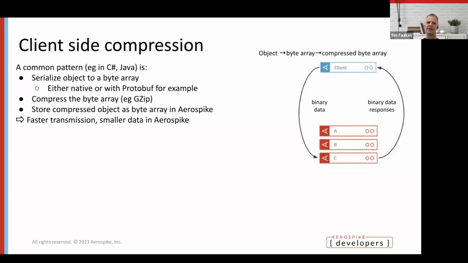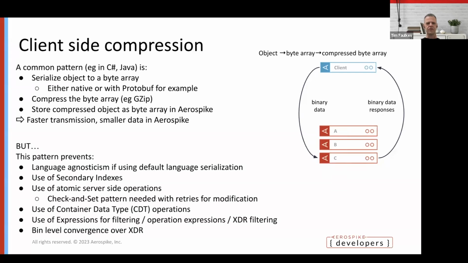Now, they've solved their goal. They've compressed the data. They've got a smaller network packet from the client to the server, and they've got a smaller amount of data being stored on the server. So really, from that perspective, it's very successful. There are some big drawbacks of this, and the more features we release on the server, the more that we have these sort of issues. So let's look at some drawbacks of this pattern.